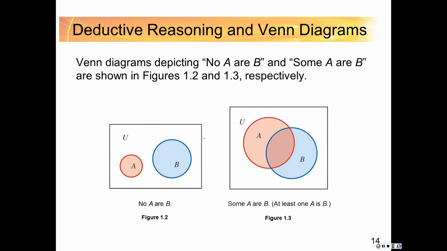However, if something is said no A or B, we do two disjoined circles. They have no overlapping area. If some A are B, then we have some overlapping area and some not. So we draw a Venn diagram like this.